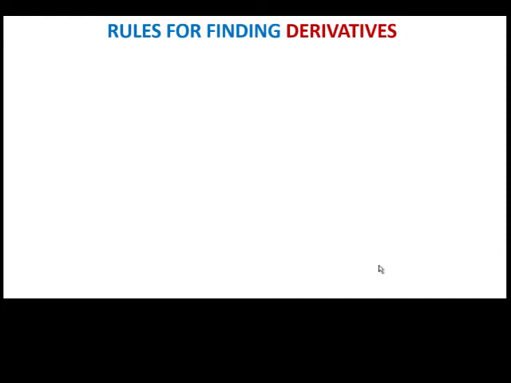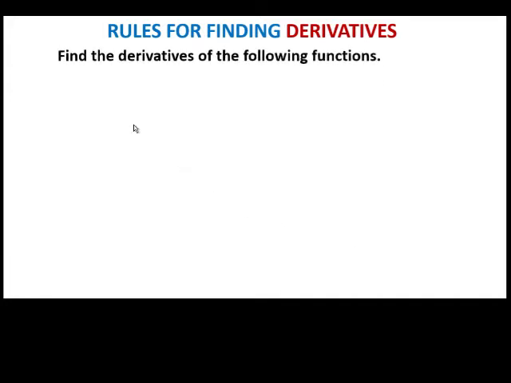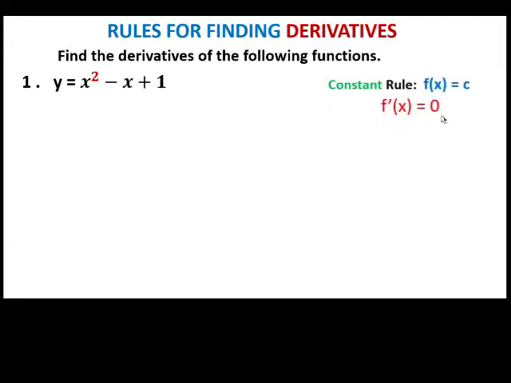Our video tutorial is about rules for finding the derivatives of a function. Let us apply the rules for finding the derivative of these functions. For example, y equals x squared minus x plus 1. Our first rule is the derivative of a constant, because we have here 1 as a constant.